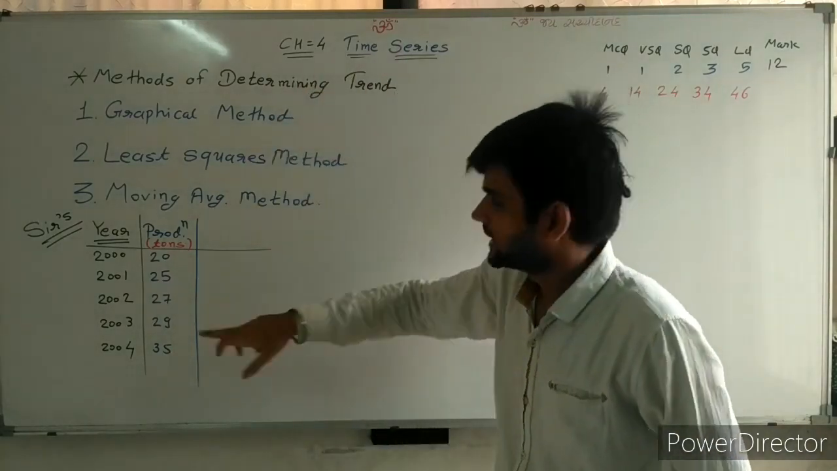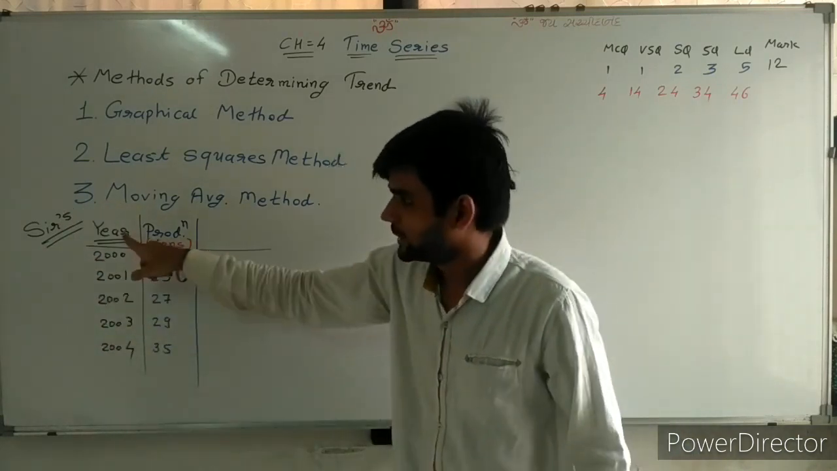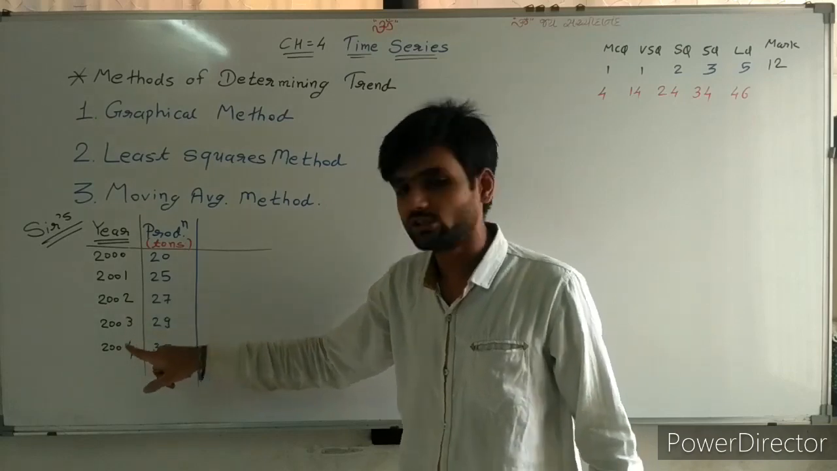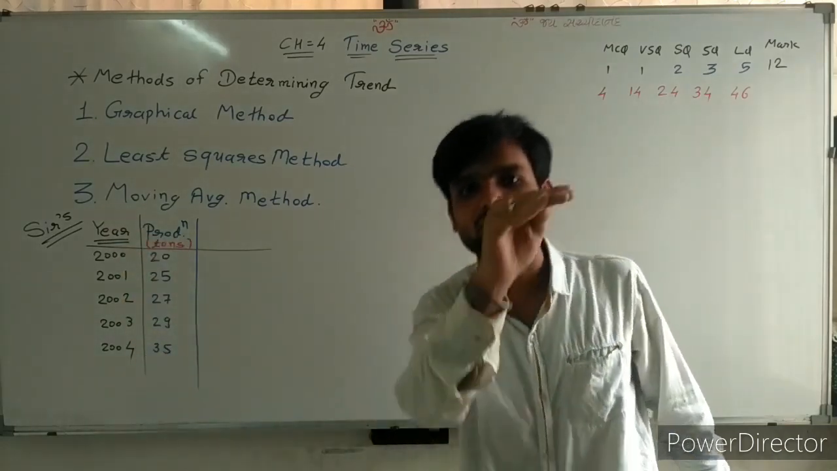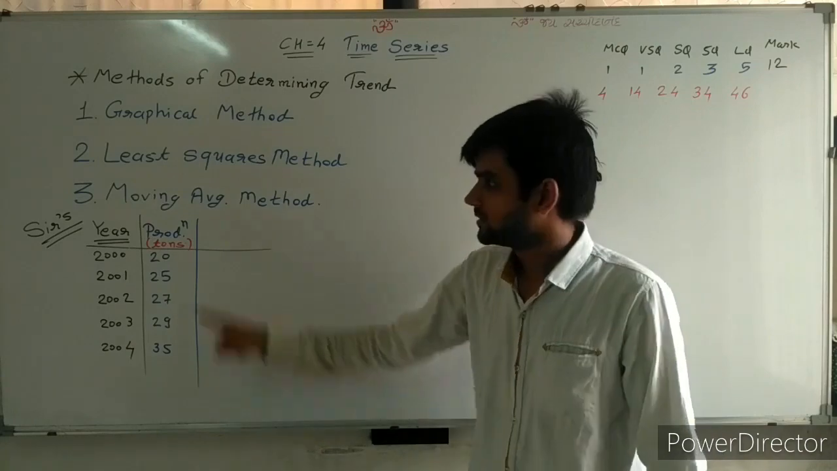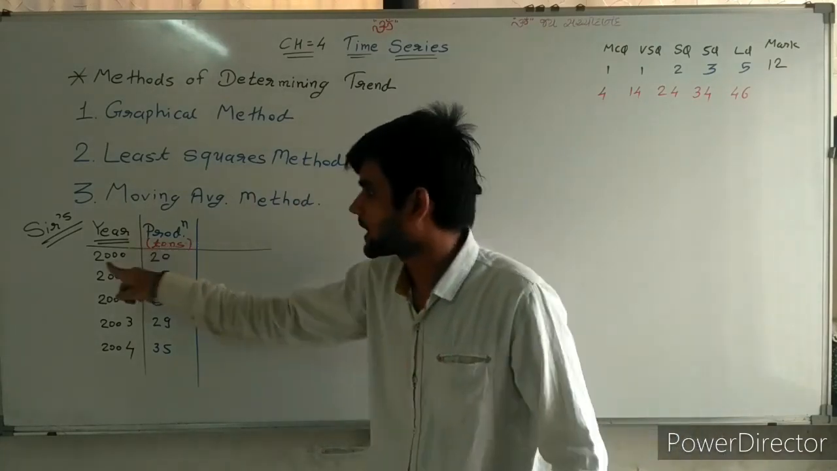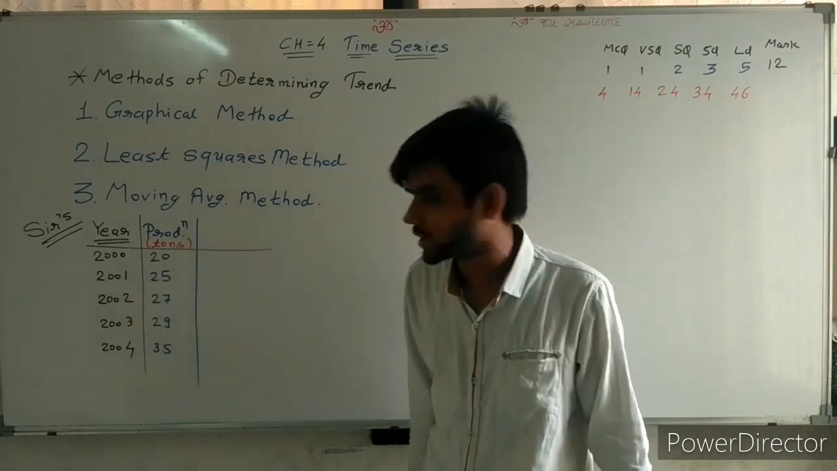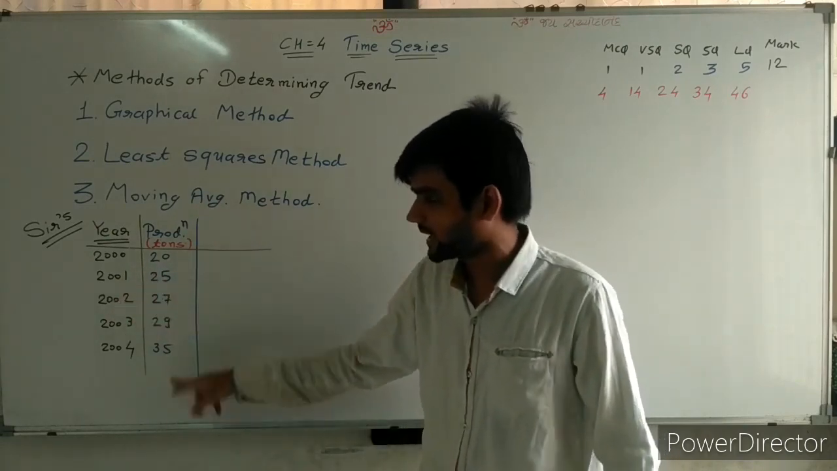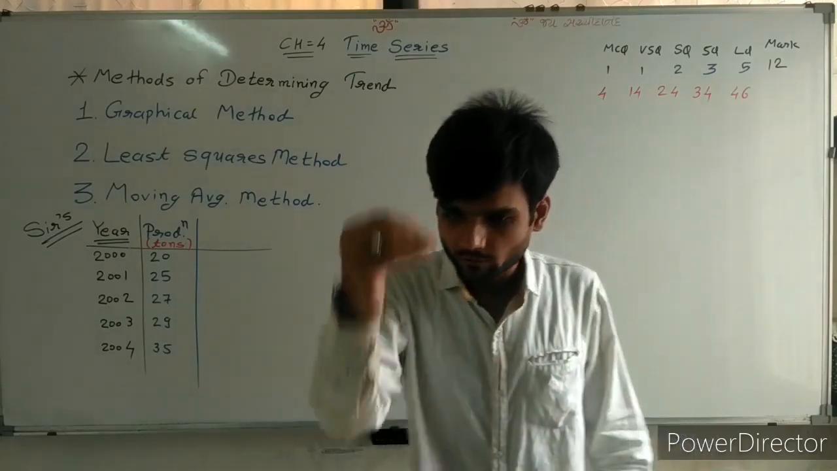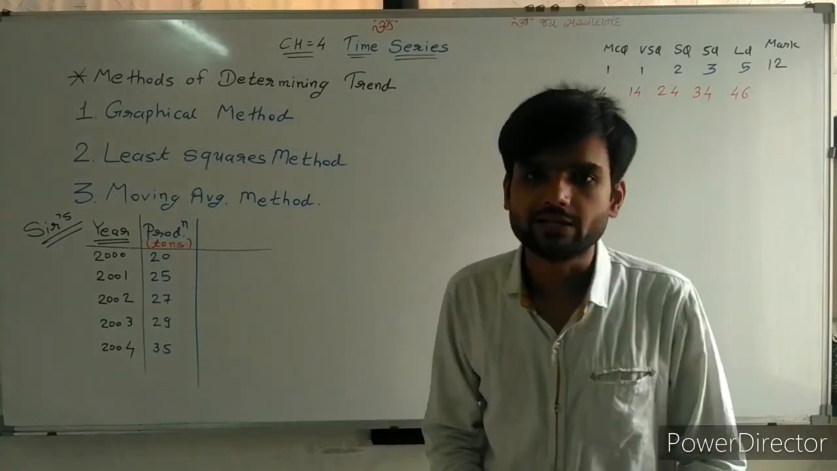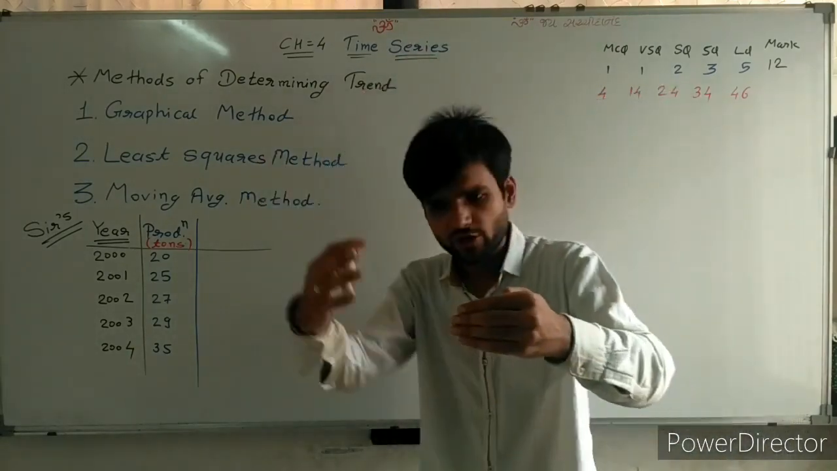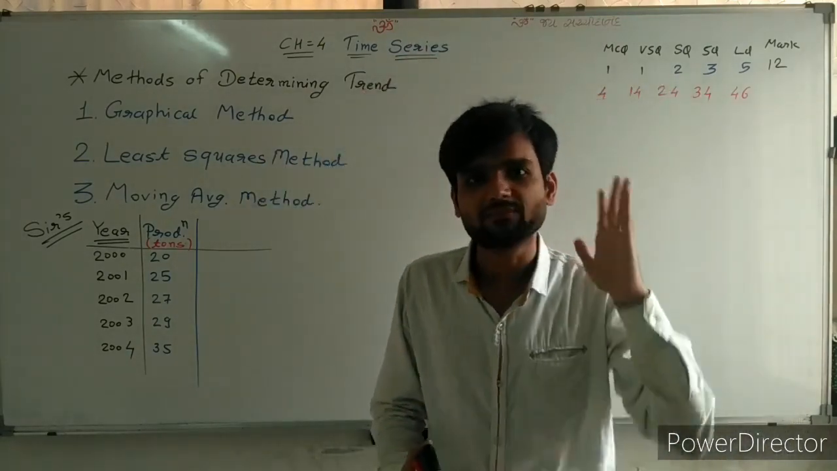Here one example is taken. Year is given, so it is a time: 2000, 2001, 2002, 2003, 2004. This is the series of years. Against it, production information is given. In 2000, 20 tons production. 2001, 25 tons production. 2002, 27, 29, 35. So time information is given with years, or any time, then it is called a time series: a series of information related to particular time.